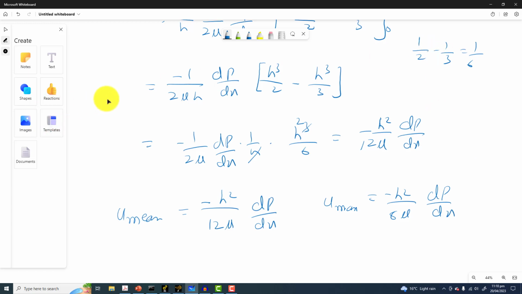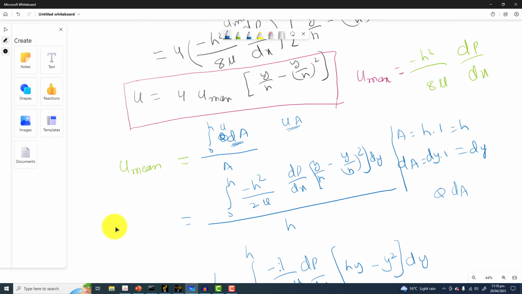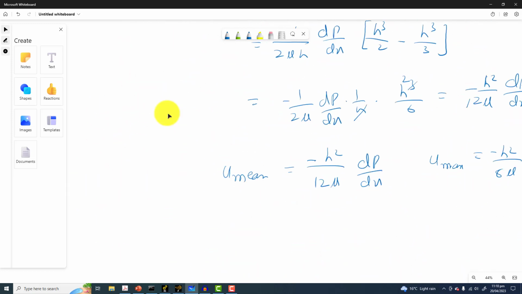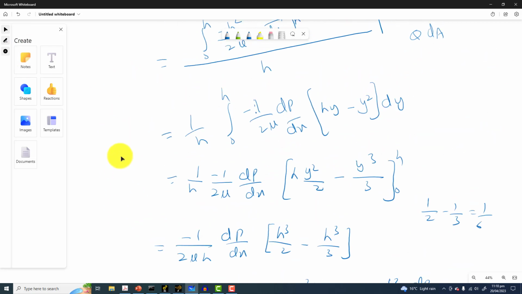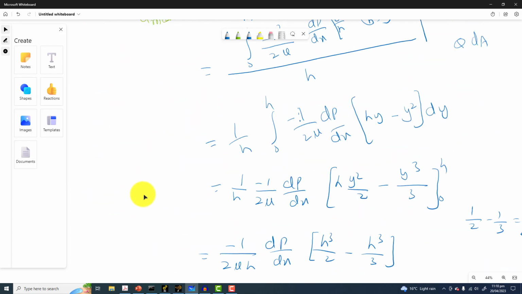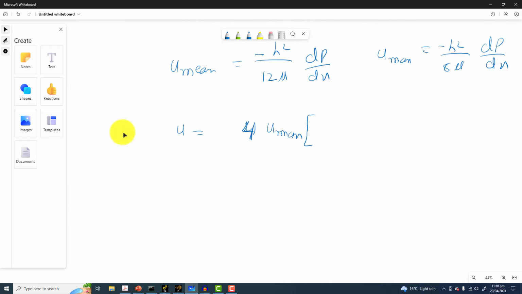And we got the u in terms of u maximum. So this is the 4 times u maximum, and bracket start. This is u as a function of y. So this is the 4 times u maximum, and in the bracket we have y upon h minus y upon h whole square.